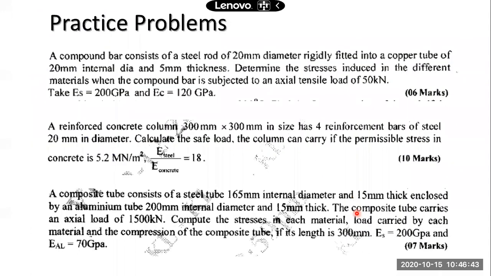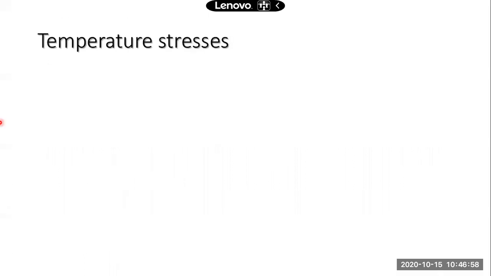I'll give these problems to you later so that you can practice on them. These are some practice problems from the previous question, based on composite sections. In composite sections we came across two different cases, bars in parallel and bars connected in series, and accordingly you need to apply the conditions. If they are in parallel, the deformation or strains in the two bars will be the same. When they are in series, the force transmitted through each bar will remain the same. That is how we dealt with them.